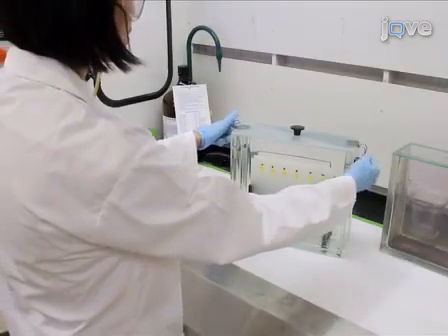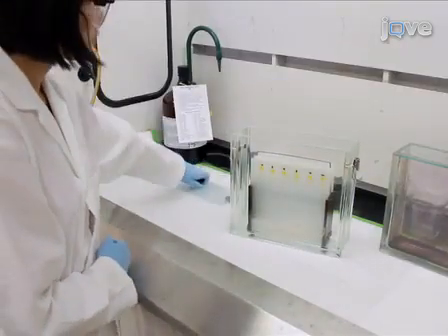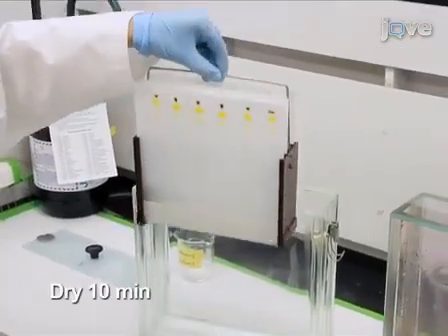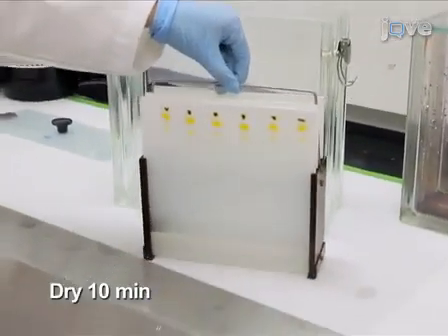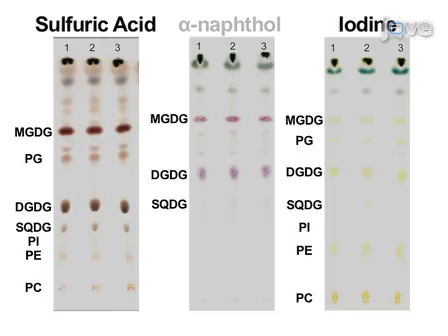When the solvent front has reached 1 centimeter from the top of the plate, carefully remove the plate from the tank. Dry the plate completely in the fume hood for 10 minutes. Lipids separated by TLC can be either reversibly stained briefly with iodine for quantitative analysis or irreversibly stained with sulfuric acid or alpha-naphthol.